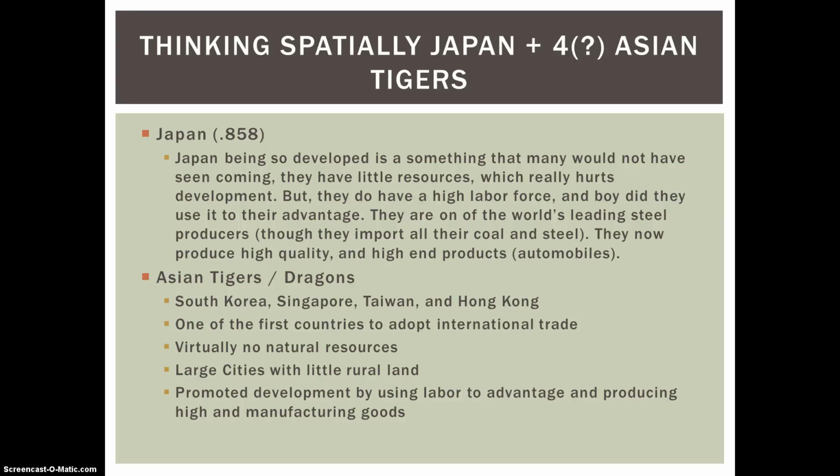Anyway, and finally, for our 5th MDC, we have Japan. And while we're talking about Japan, let's talk about the 4/5 Asian tigers/dragons. So Japan has an HDI of 0.858. Japan being so developed, it's kind of a surprise if you look at it from a specific standpoint, because if you just take a step back and look at Japan.